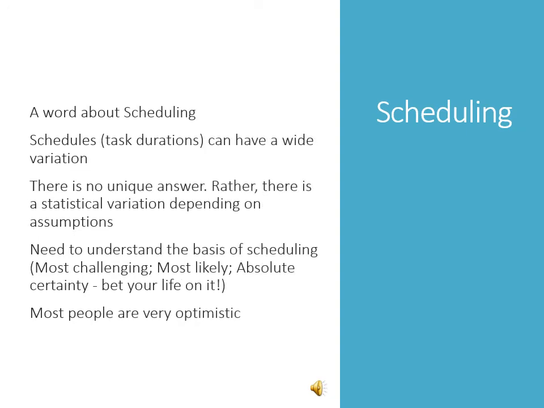While doing the project plan, we need to focus also on scheduling. Schedules or task durations can have a wide variation. There is no unique answer, rather there is a statistical variation depending on the different assumptions. We need to understand the basis of scheduling: most challenging, most likely, absolute certainty. Most people are very optimistic, but we need to be careful when we are dealing with projects.